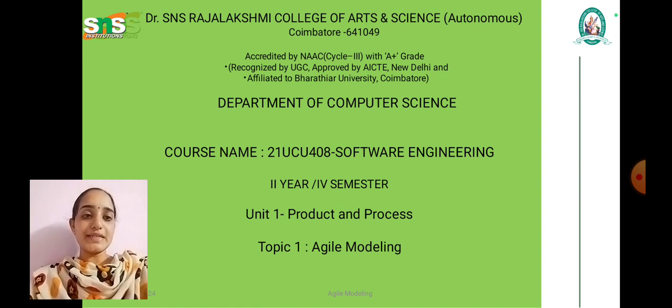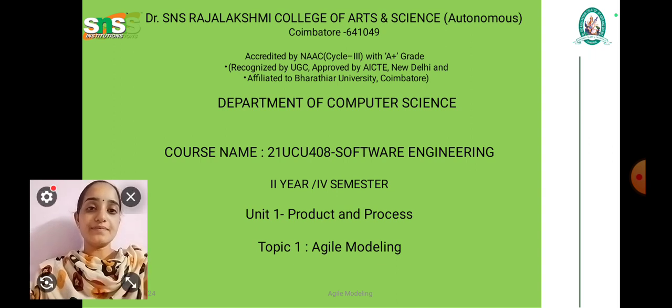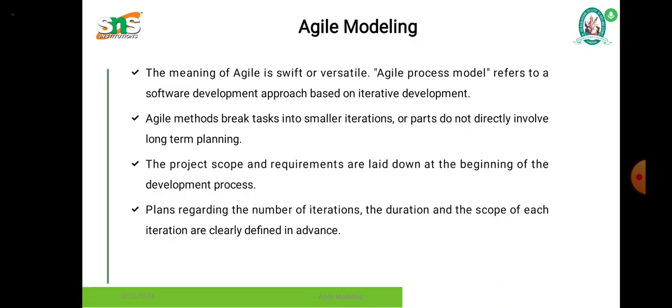Now we are going to discuss Agile Modeling in the Software Development Life Cycle. So let's discuss. The meaning of Agile is swift or versatile. The Agile process model refers to the software development approach which is based on iterative development.